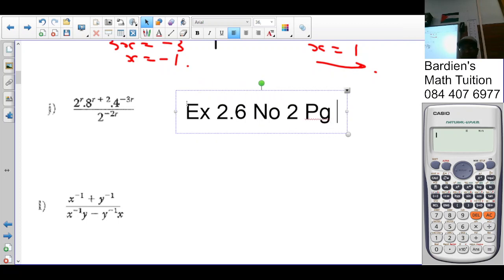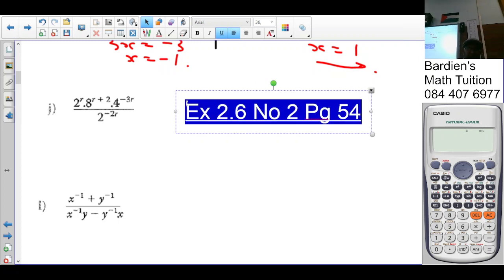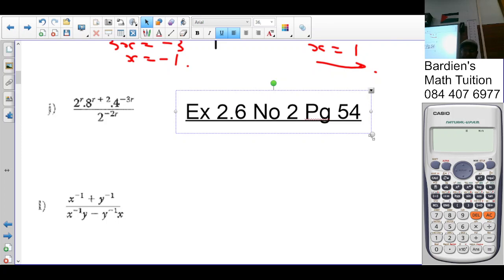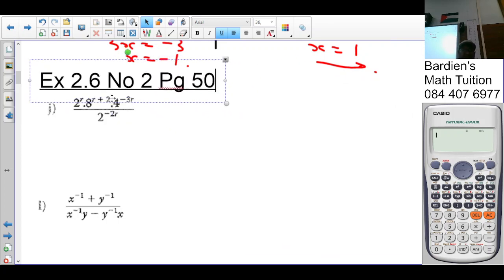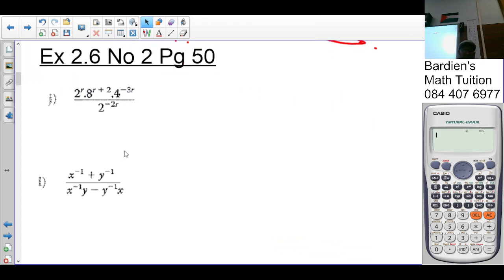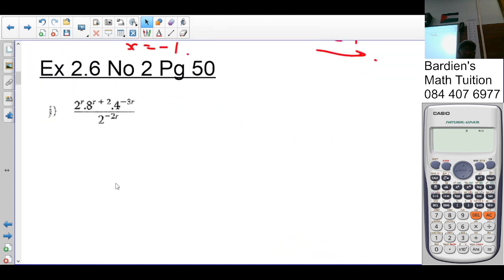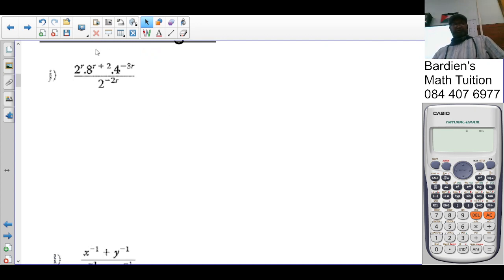Which page is this on? 50. Right, so those are the two numbers that you've highlighted. Look at the first one.